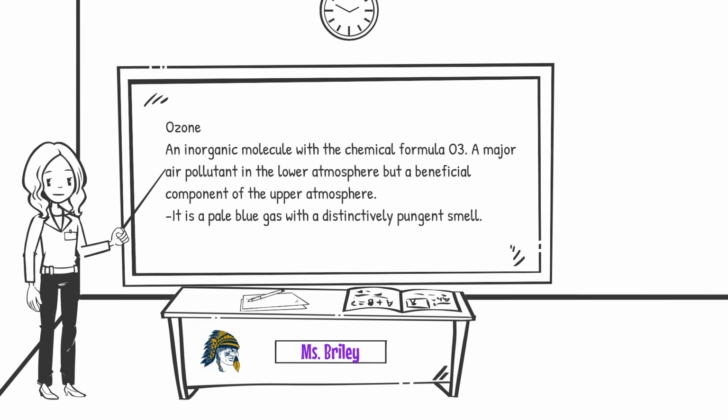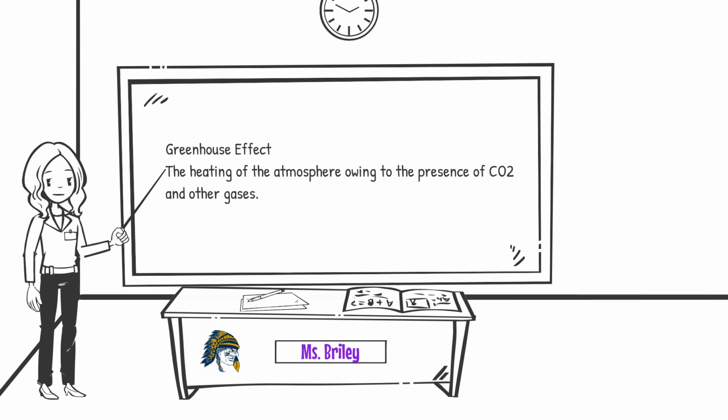Ozone: an inorganic molecule with the chemical formula O3. It is a major air pollutant in the lower atmosphere, but a beneficial component of the upper atmosphere. It is a pale blue gas with a distinctively pungent smell. Greenhouse effect: it is the heating of the atmosphere owing to the presence of carbon dioxide and other gases.